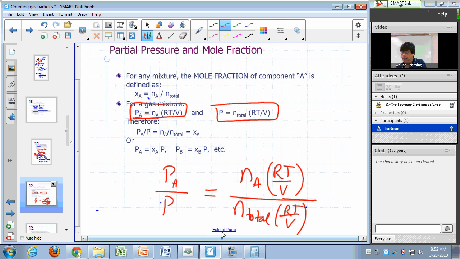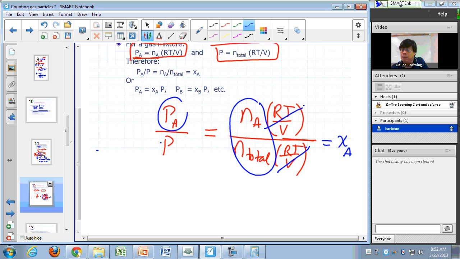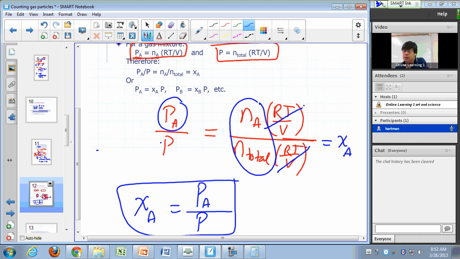This means that I can cancel RT over V, but what is moles of A over moles total? That's just the mole fraction of A. So if you want to know what fraction of the molecules in your gas sample is A, and you somehow have a way of finding the partial pressure of A, then you can say the mole fraction of A is the partial pressure of A divided by the total pressure. Okay? So that's a good way to determine how much you have in your gas sample.